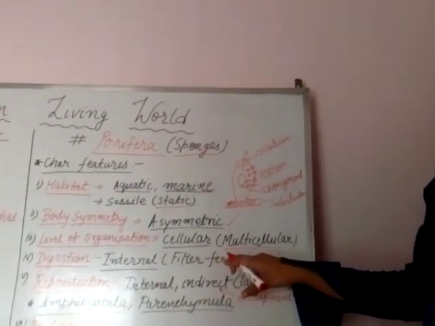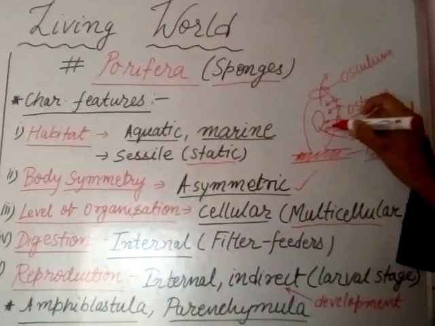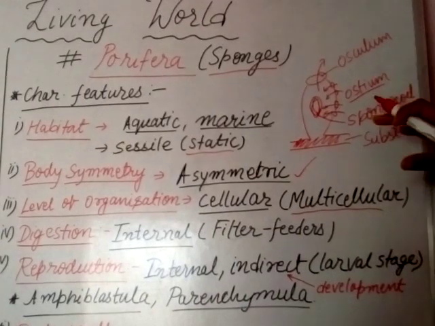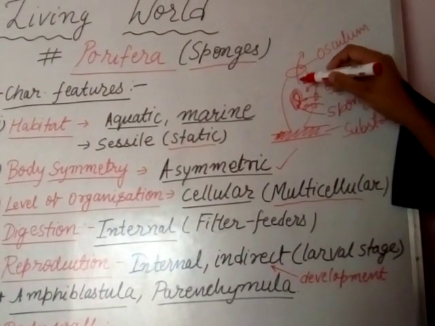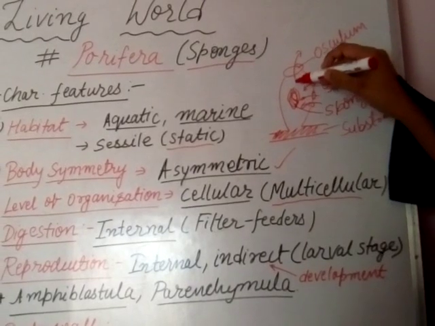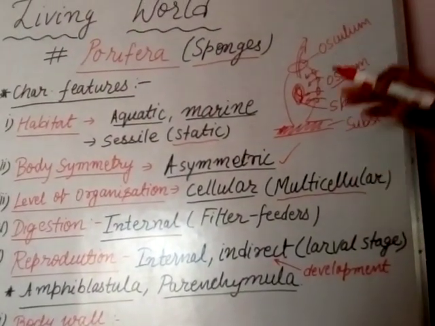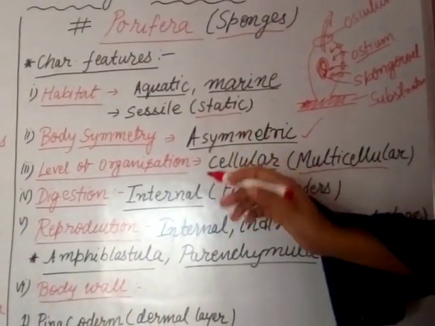They are also known as filter feeders because the water containing microorganisms is filtered here. Whatever microorganisms they need as food is stored here, and then by filtering this water, the rest of the water is released outside through the osculum. This is the way they digest their food. So they are known as filter feeders, and their digestion is internal.